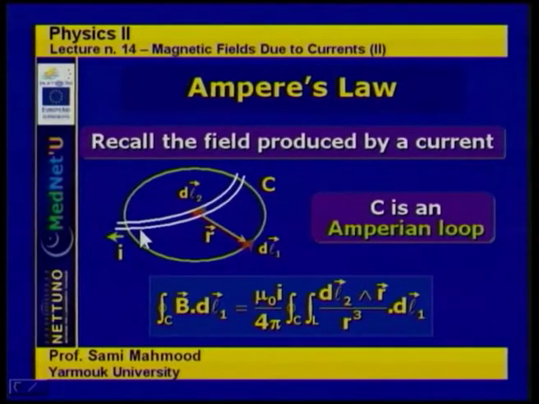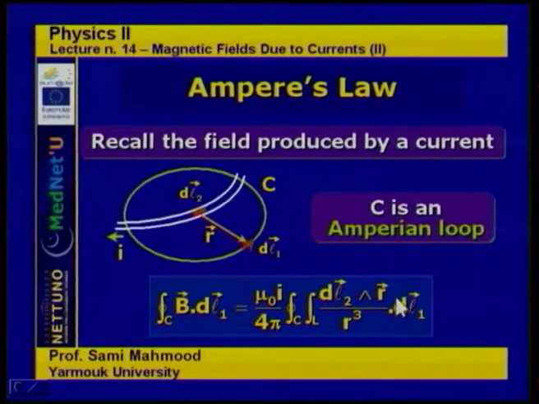L is the wire or the conductor that carries the current. So we integrate over the current-carrying conductor, dl2 cross R over R cubed evaluated over dl2 over L, times mu naught I over 4 pi. That gives the magnetic field B of the current-carrying conductor at the location of dl1.